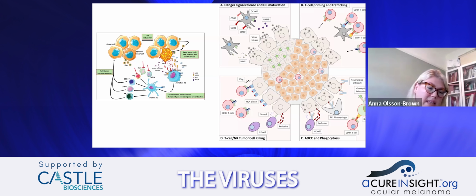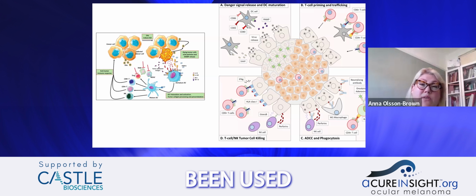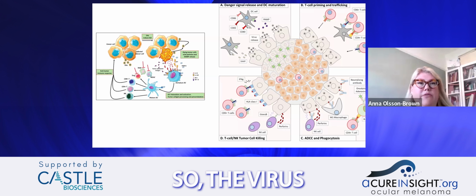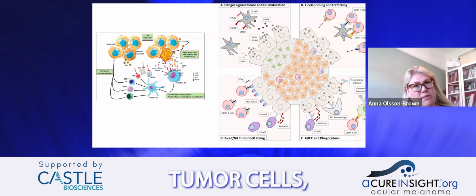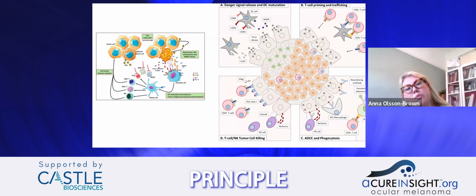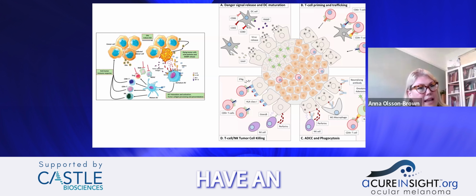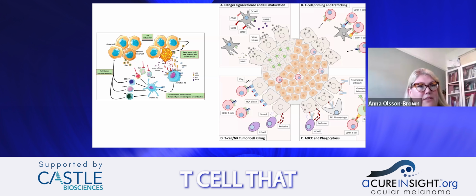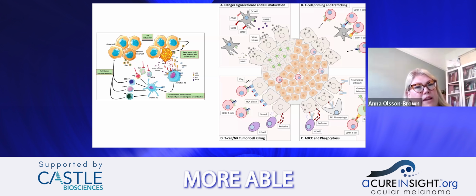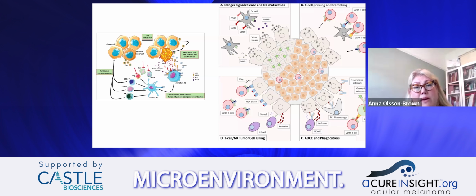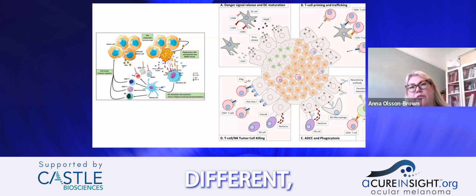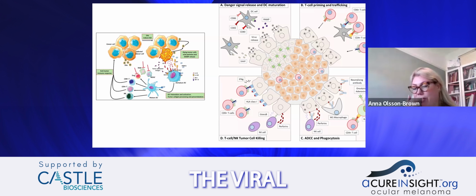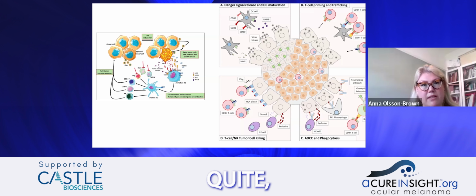The viruses we've been working on have been used in combination with checkpoint inhibitors, with the aim of optimizing that immune response. The virus allows direct effects on the tumour cells, but also T cell recruitment, with the principle that if we add a checkpoint inhibitor, we have an upregulated, much less inhibited T cell that arrives and is much more able to be efficacious in the tumour microenvironment. So there are multiple different downstream effects of the oncolytic virus, as well as the viral effect itself, which is quite amazing.